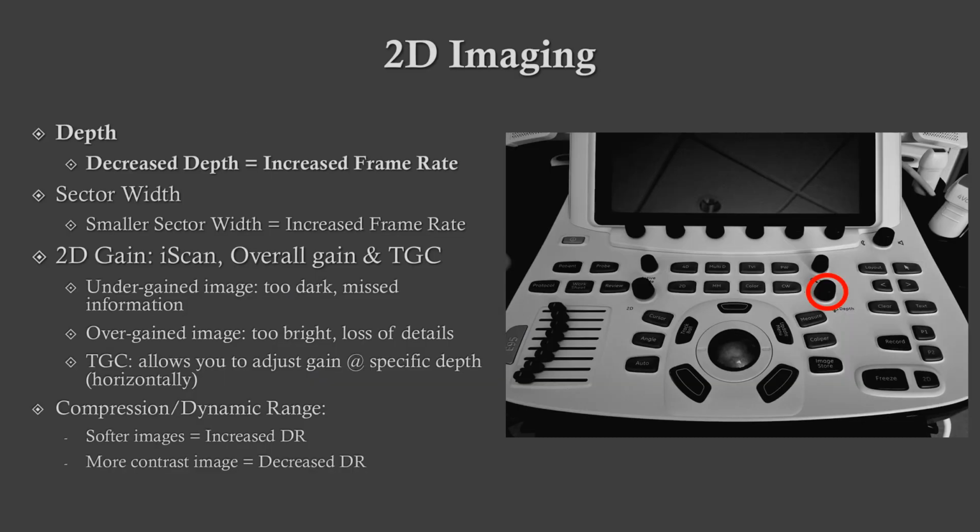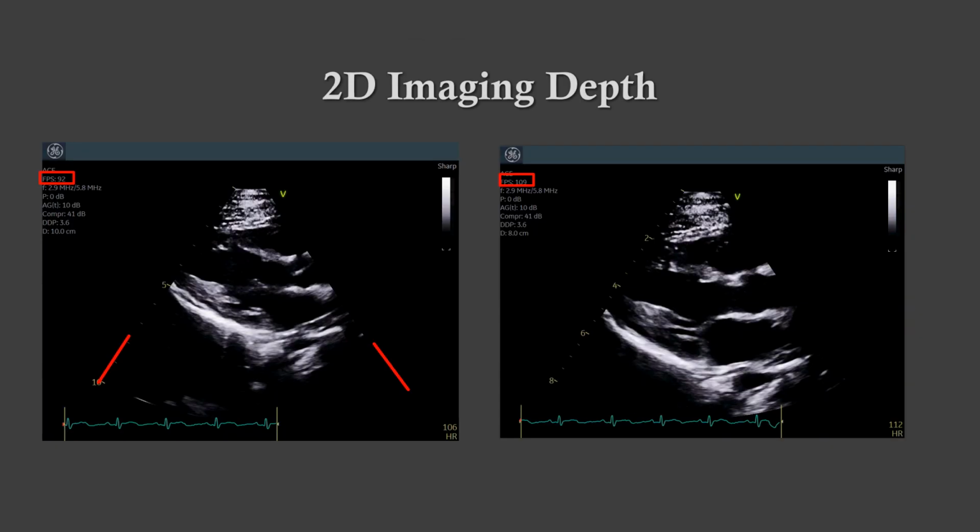Let's explore a little bit more 2D imaging. Depth button, it is circled in red, and it is important to know that adjusting depth will change the frame rate. For example, if we decrease depth, the frame rate will increase, therefore the image quality will be better. Adjusting depth appropriately will help the reader focus on the anatomical cardiac structures you are assessing. On this slide, we have an example of too much depth versus appropriate depth.